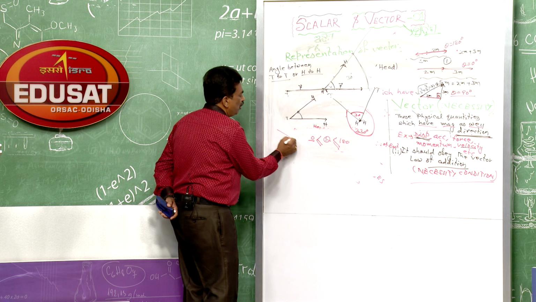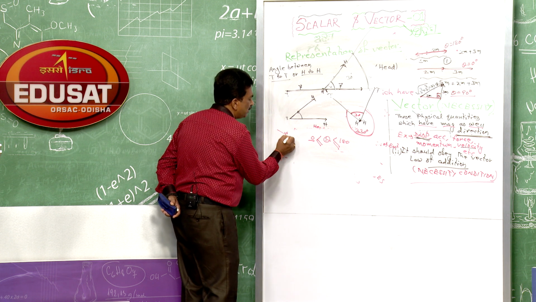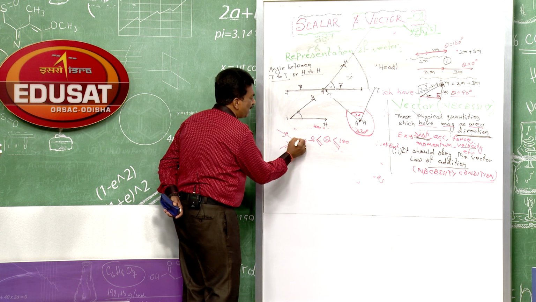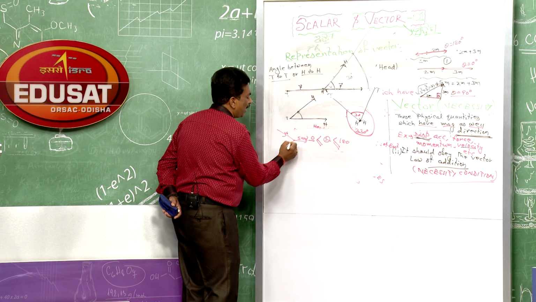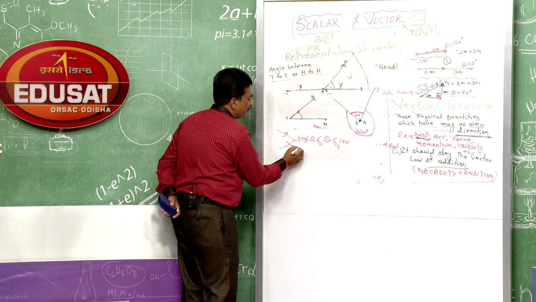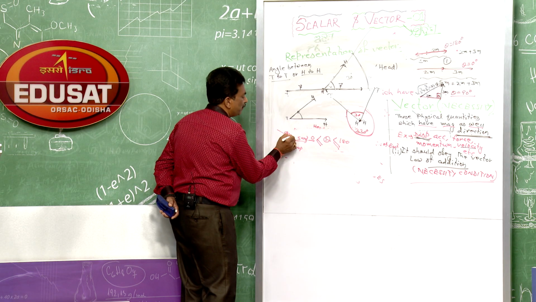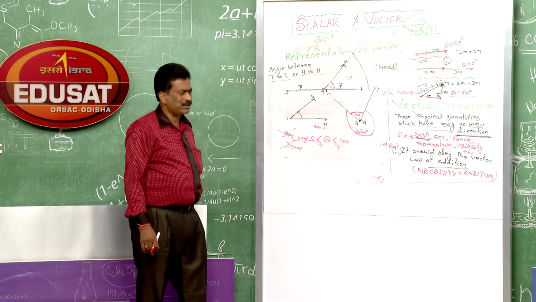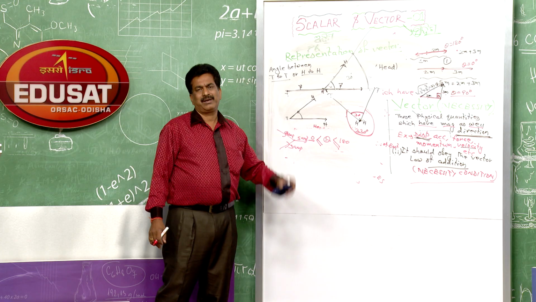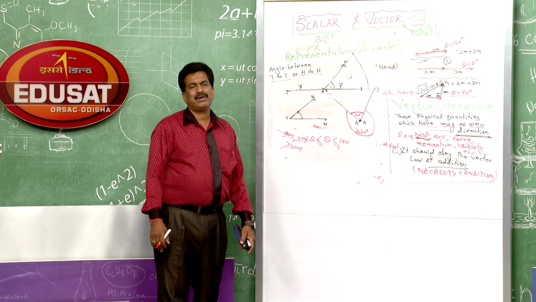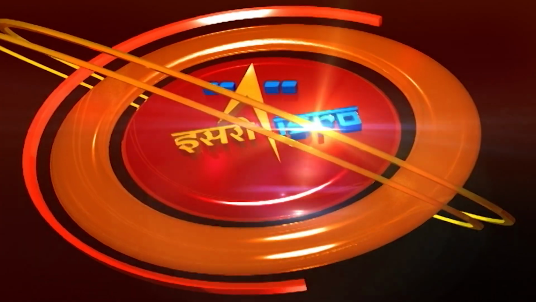Like 2 ampere and 3 ampere. When 2 and 3 are added, that will be 5 ampere. This is the 3 ampere and this was the 2 ampere. This is the scalar and the vector. Next we will discuss what the different types of vector are.